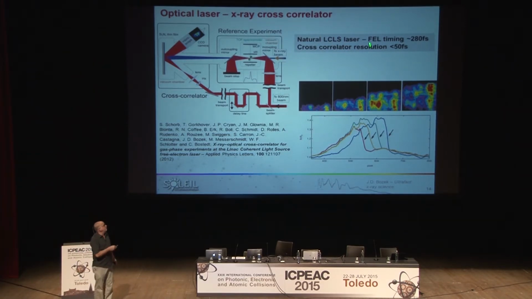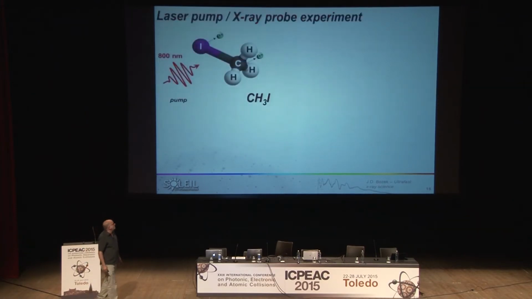And so with this, we can get down to less than 50 femtoseconds of timing jitter instead of the inherent 280 femtoseconds that has been observed. It's since been improved using spectral instead of spatial encoding, so it becomes a little easier to use. And in some instances, we've been able to get down to 10 femtoseconds with the operation of this. So with all that in place, now let's talk about a laser pump-probe experiment.